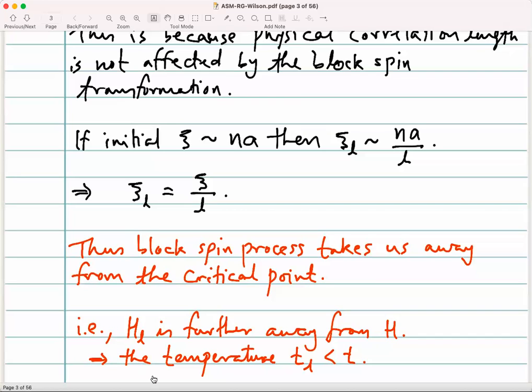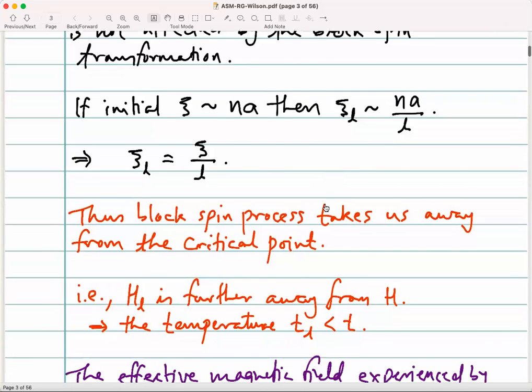To put it a little differently, the temperature T_L is less than the temperature T of the original system. And T is already less than T_C, so you are already a little below criticality, and you go further away by doing a transformation of this kind.